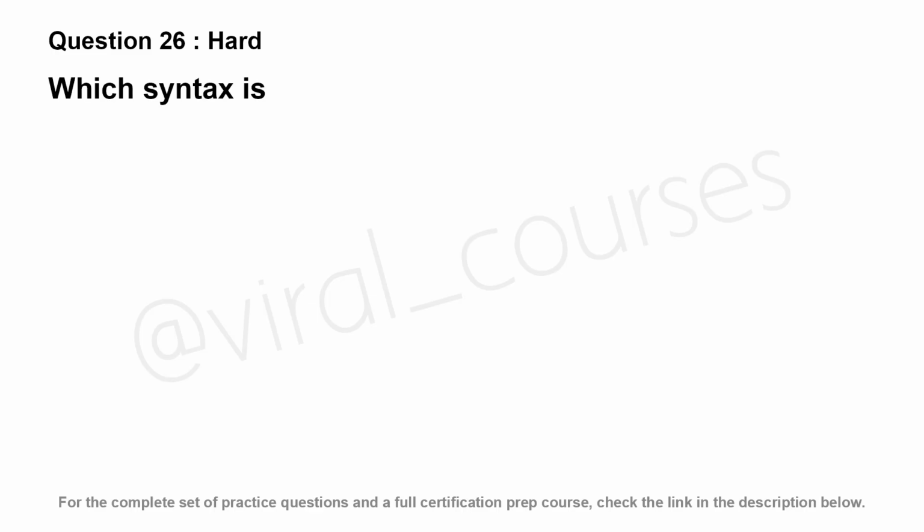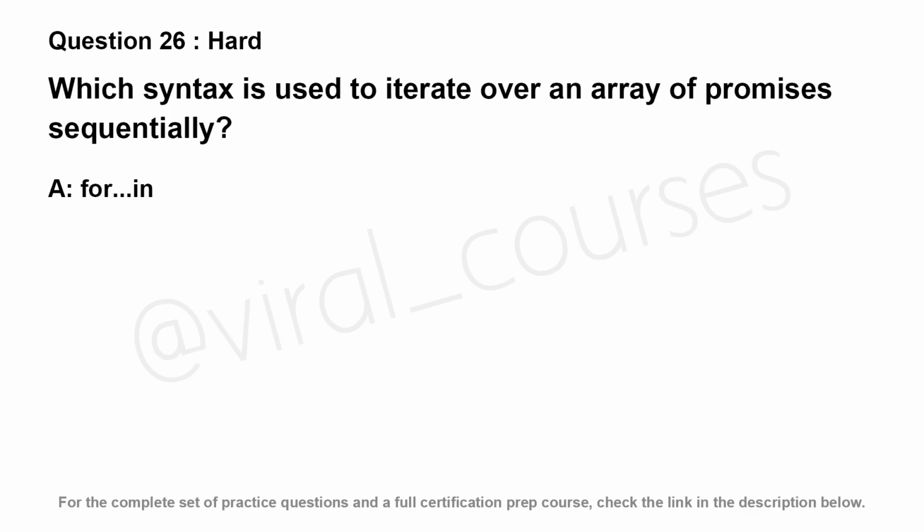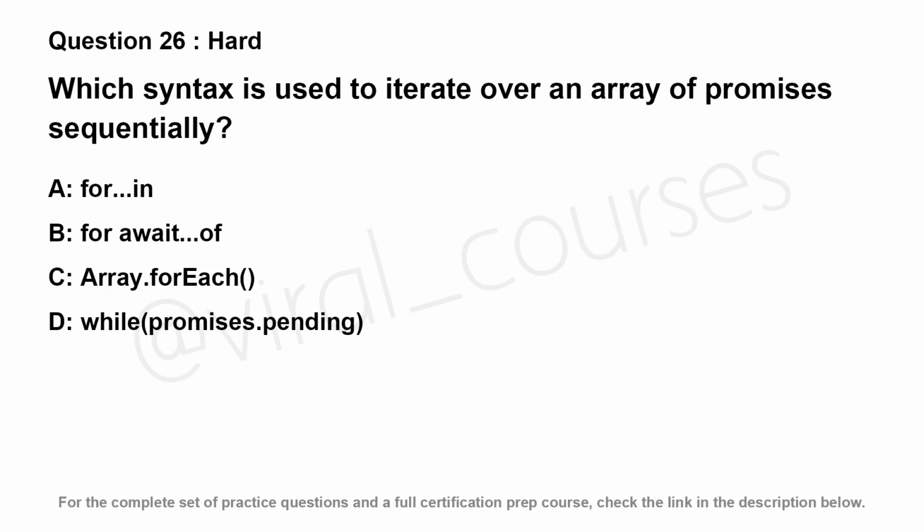Which syntax is used to iterate over an array of promises sequentially? Option A, for...in. Option B, for await...of. Option C, array.forEach. Option D, while (promises.pending).